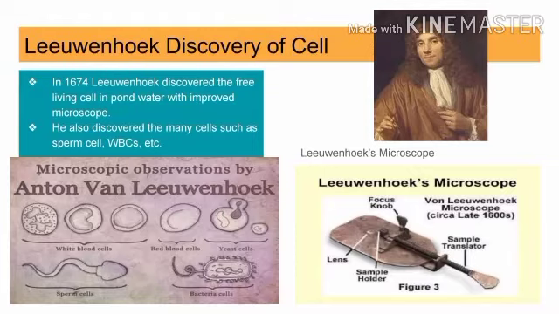Leeuwenhoek's discovery of the cell. In 1674, Leeuwenhoek discovered free living cells in pond water with an improved microscope. He also discovered many other cells such as sperm cells and WBCs. The following image depicts Leeuwenhoek and the microscope made by him, which was useful in the observation of cells during his time. The following reference image also shows which cells were discovered by Anton van Leeuwenhoek.